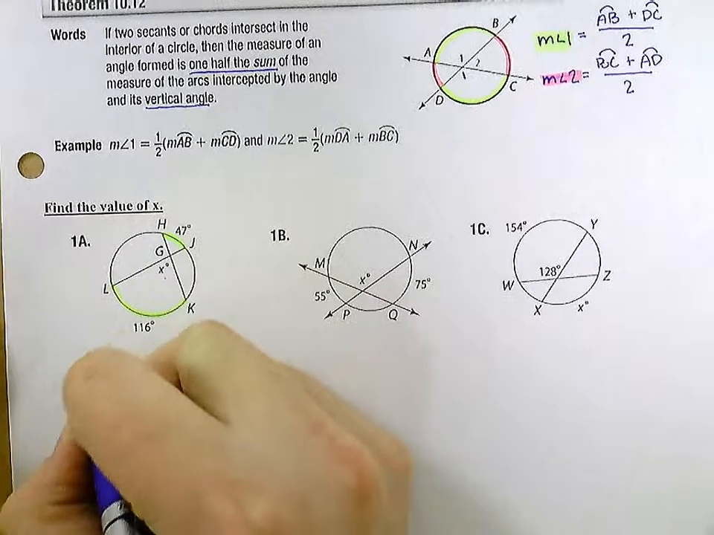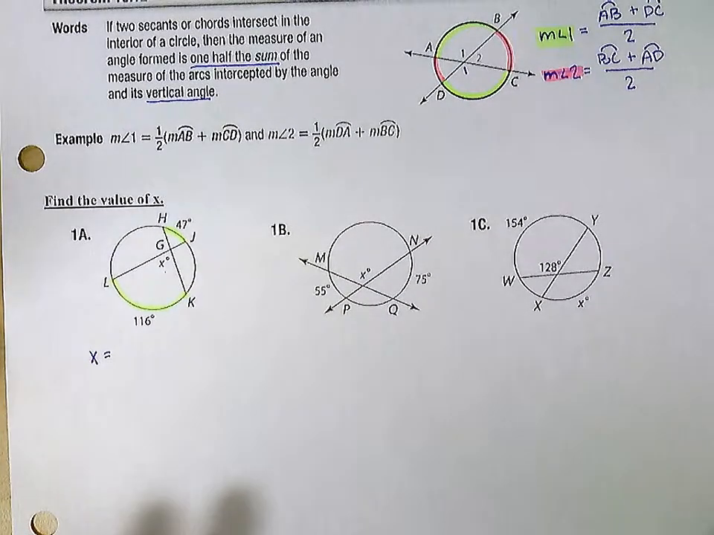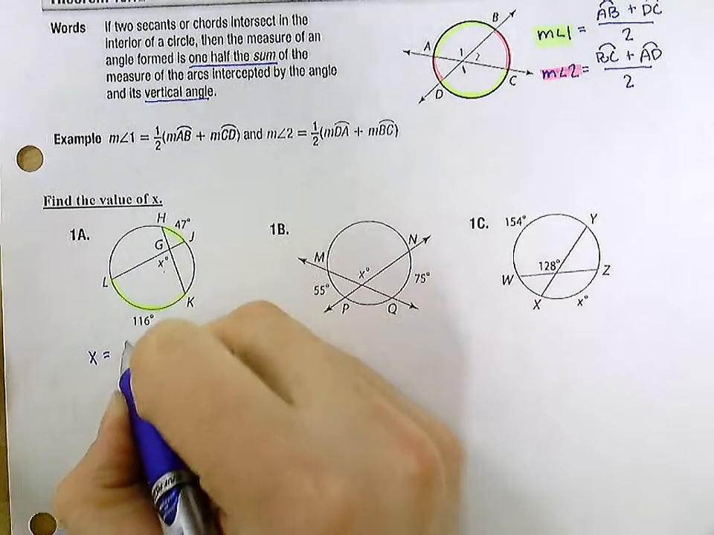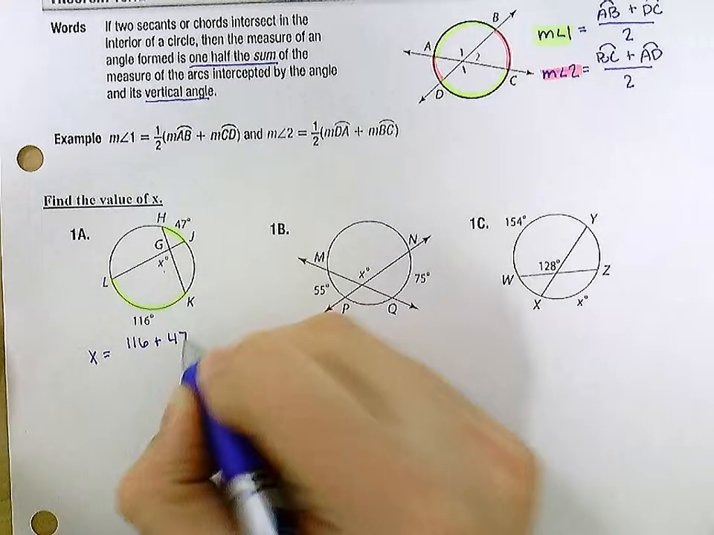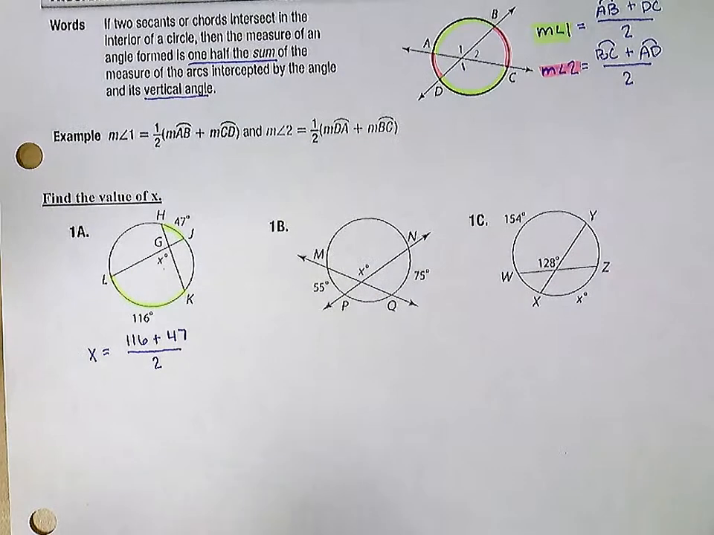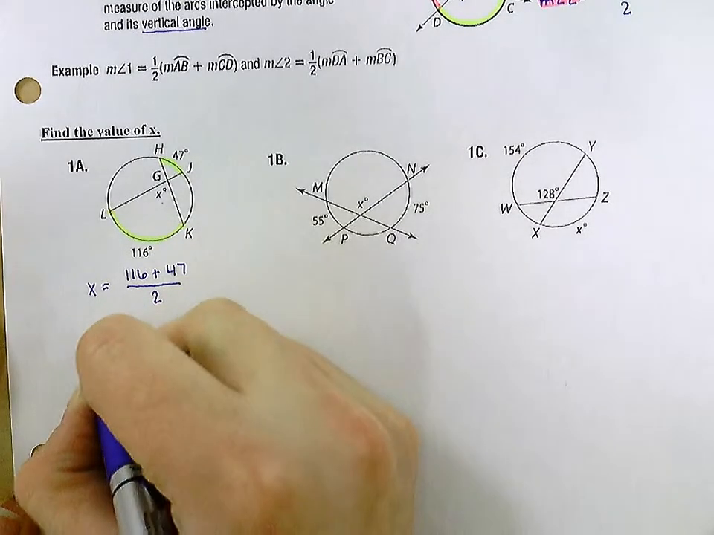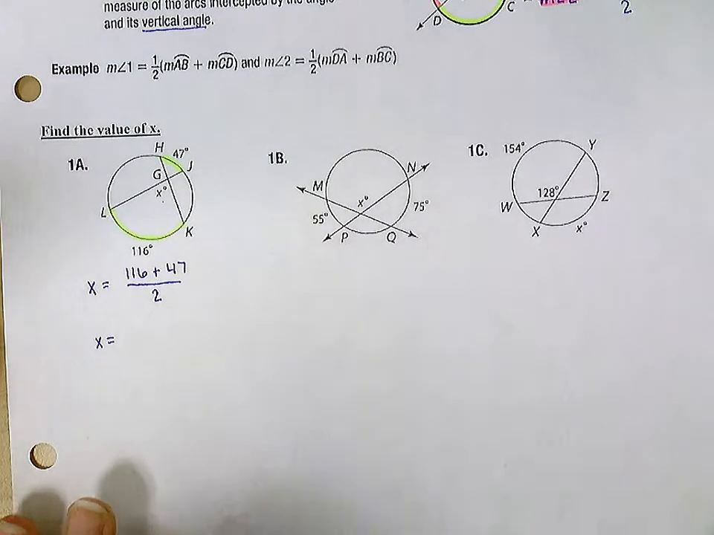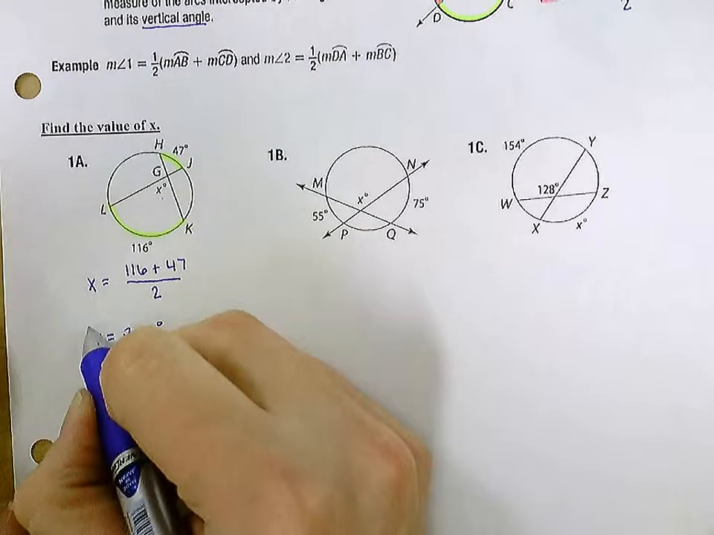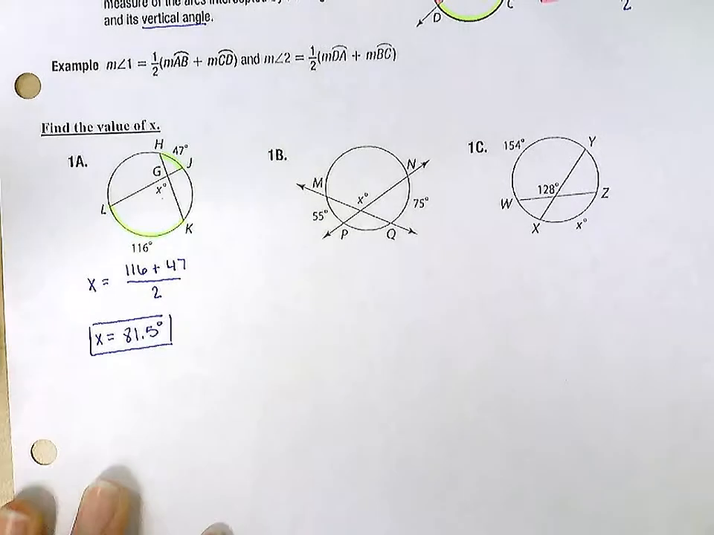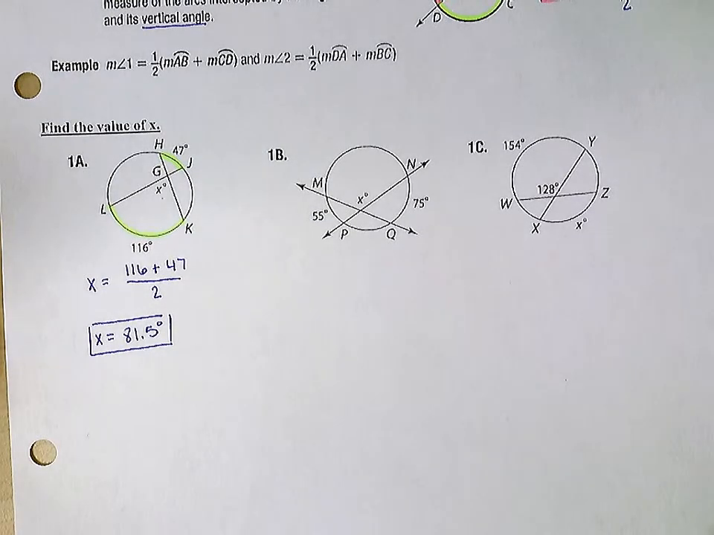So to find x, or our angle, we're adding that first arc, 116, plus the second intercepted arc, 47, and dividing it by 2. And you can just enter that into your calculator. It's 81.5 degrees. Questions on the first one?